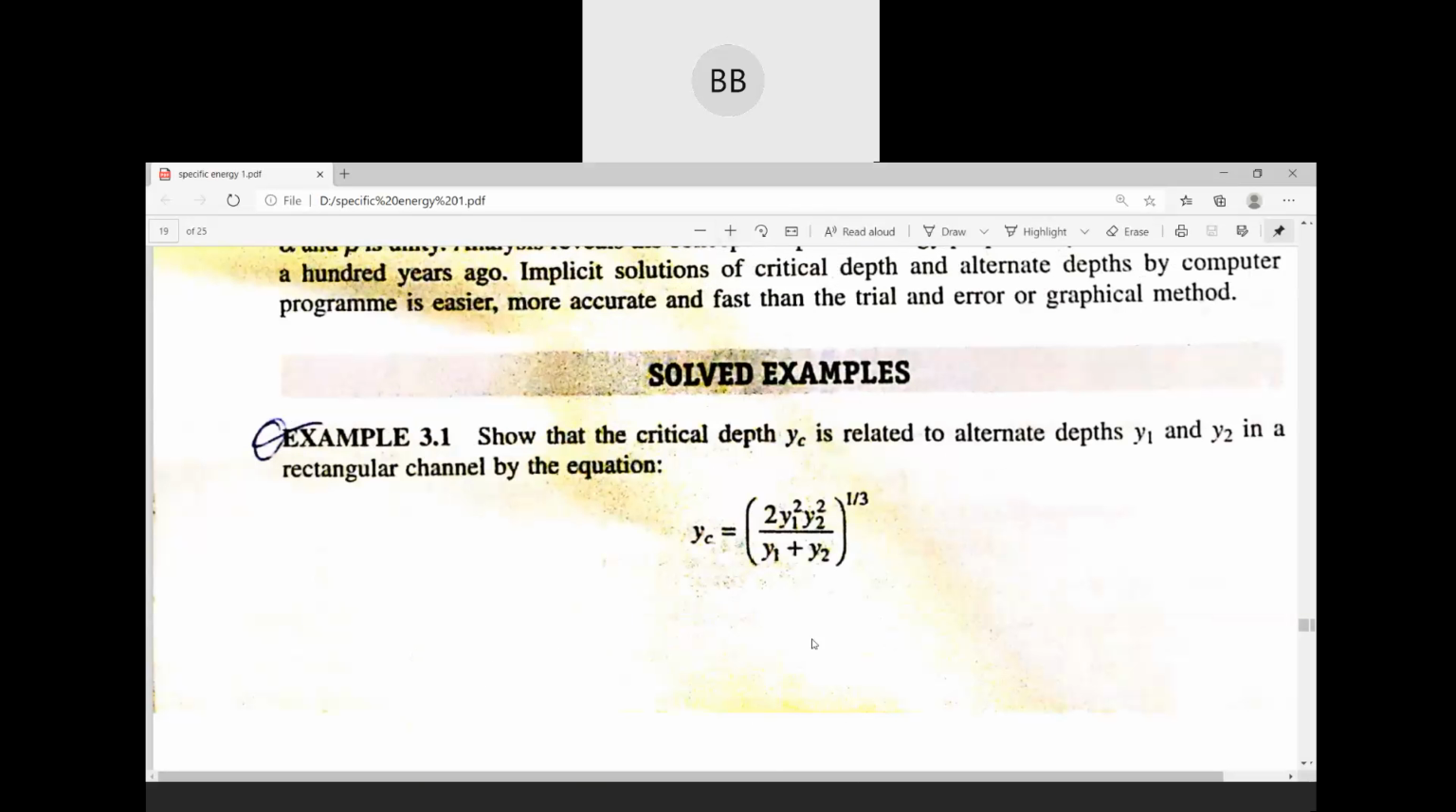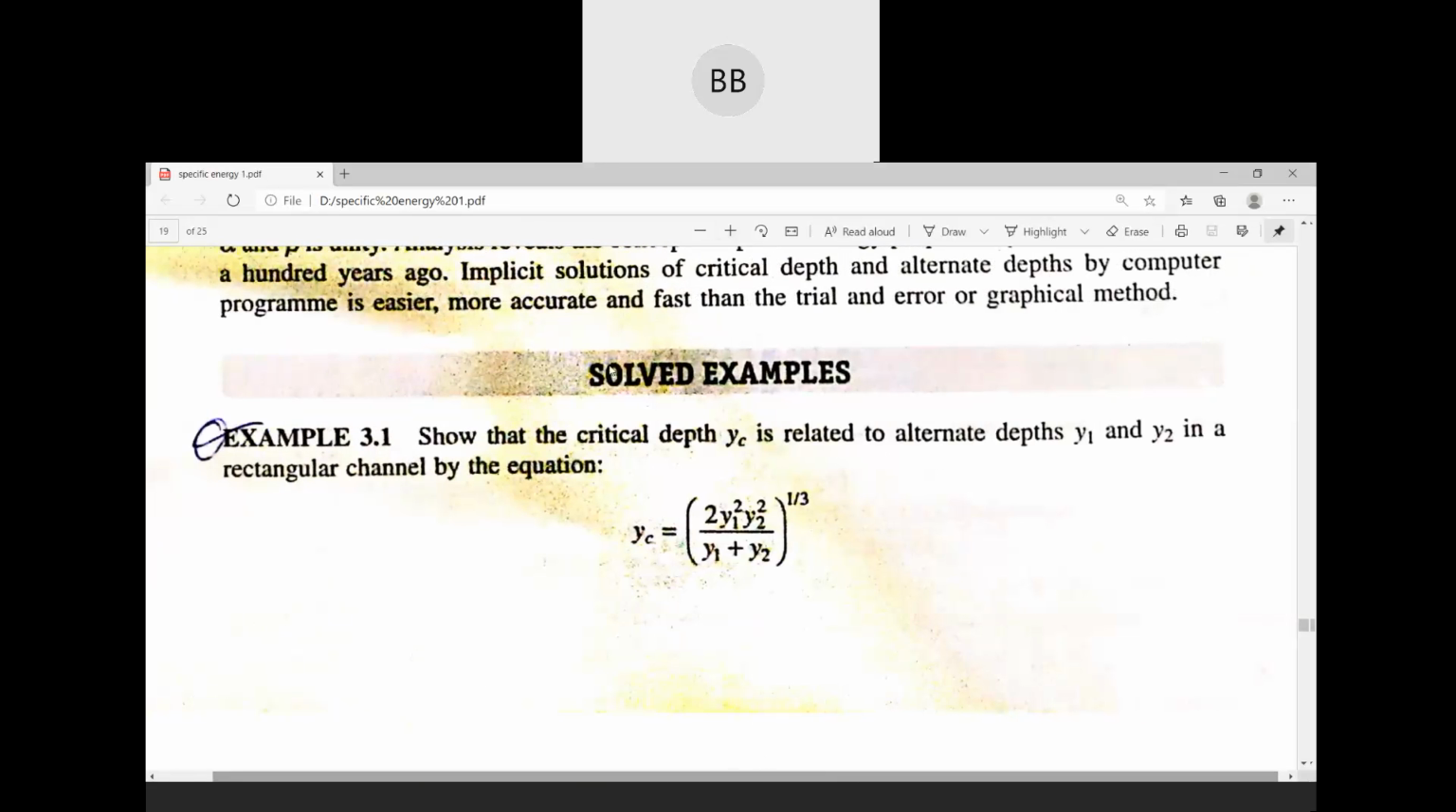So today we are solving a few numericals related to specific energy. Kindly write down the question of the first numerical. Write down the question of the first numerical, the critical depth, that is y_c. So you first write down the first numerical.